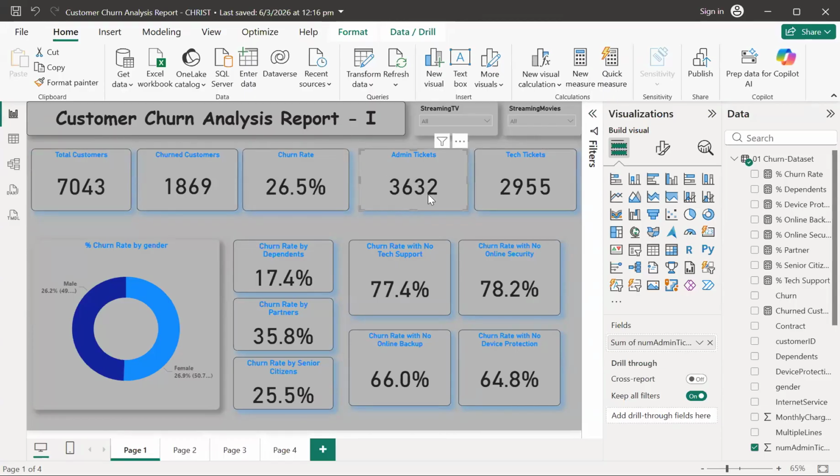Okay, so I guess the first three are done. Now, for the admin ticket, you have to take a sum of admin tickets. For tech ticket, you have to take the sum of tech tickets. Okay, and let me know, guys, once you have created all the 5 KPIs. Yeah, guys, done.